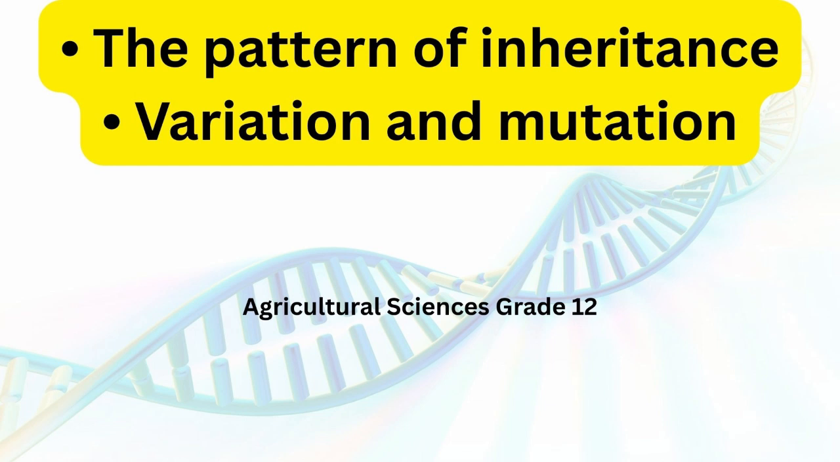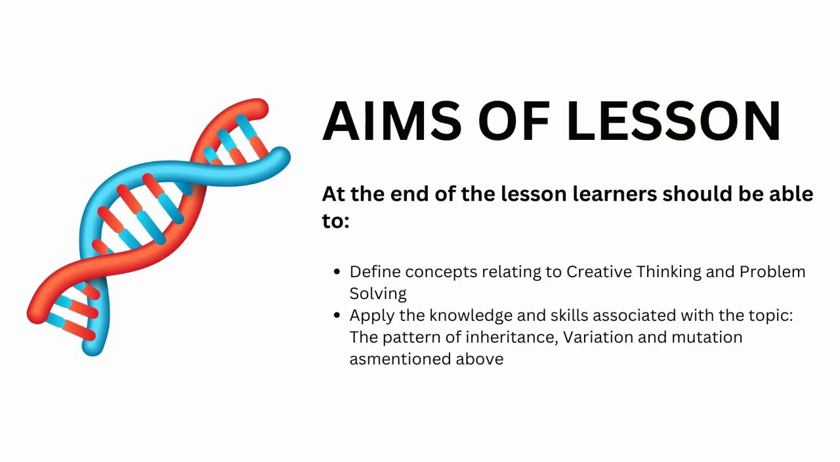The pattern of inheritance, variation and mutation. Aims of lesson. At the end of the lesson, learners should be able to define concepts relating to creative thinking and problem solving. Apply the knowledge and skills associated with the topic, the pattern of inheritance, variation and mutation as mentioned above.